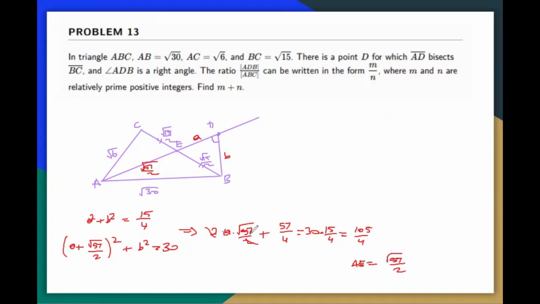So we got 8 times root 57 is equal to whatever is left from this. Let me double check. We had 30 minus this, which is 120 over 4. That's 105 over 4, which was good. And we have 57 over 4, which is the case. If I take the difference, 105 minus 57, that's 60, that's 45, 48 over 4, which is 12. Okay, so then A has to be 12 over root 57, which is 12 root 57 over 57, if I want to write it that way.